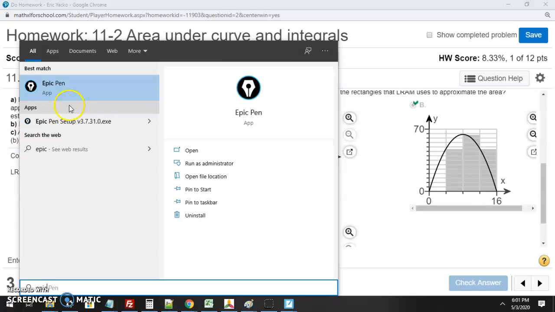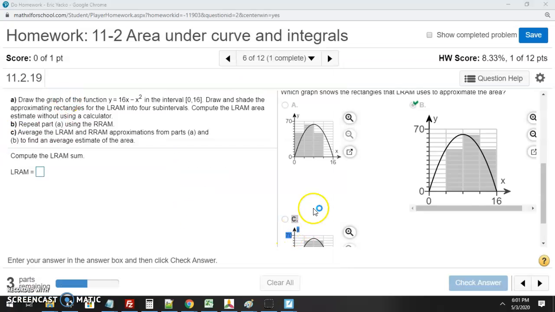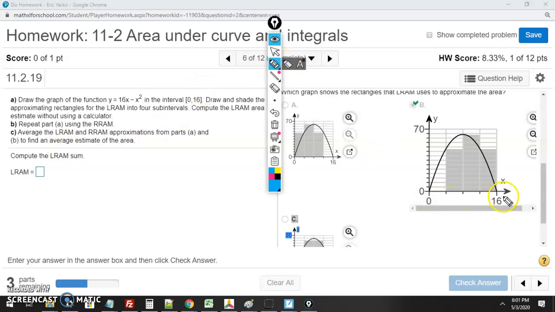Let me get my Epic Pen going here so I can actually write on this. So here we go. You're going from 0 to 16. You have divided it up into 1, 2, 3, 4 intervals. So that means that this one is 4, this one's 8, this one's 12. You should set up a table, kind of like we did on the last one, so that from 4 to 8, you would have a region.